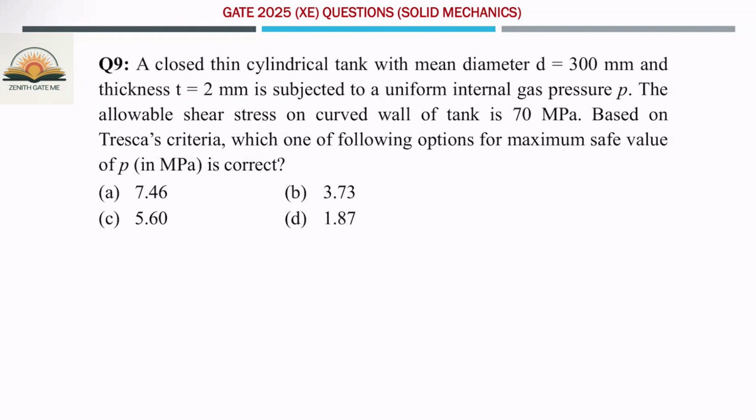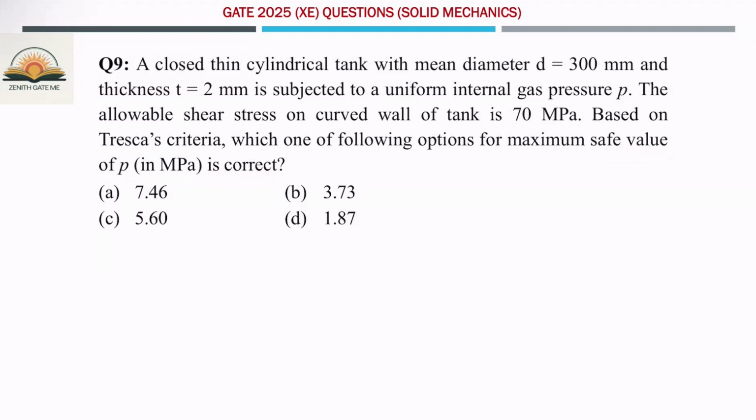A closed thin cylindrical tank with the mean diameter 300 mm and the thickness given as 2 mm is subjected to a uniform internal gas pressure. The allowable shear stress on the curved wall of the tank is 70 megapascal. Based on the Tresca theory, or Tresca criteria, which one of the following options for the maximum safe value of P is correct? That means based on the Tresca theory, you have to calculate the maximum value of the pressure which will be safe in this particular condition.